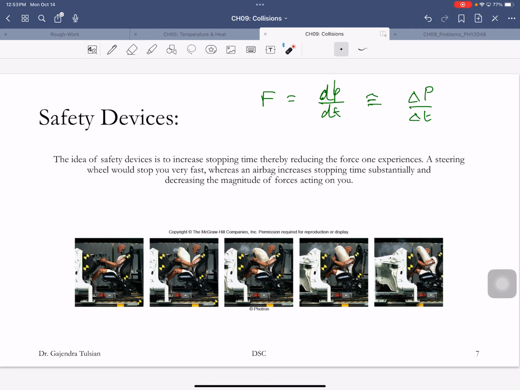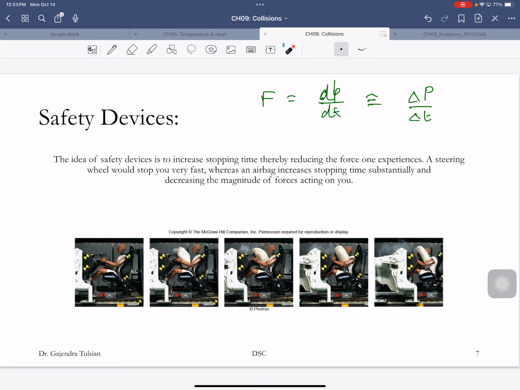Yeah, so a bunch of mattresses, what they do is they slow you down over a longer time period, reducing the forces on you. So safety devices, that's their job. They reduce the forces on you. Smaller the force, smaller the acceleration. That's another way of saying it. Large accelerations are not good for your health.